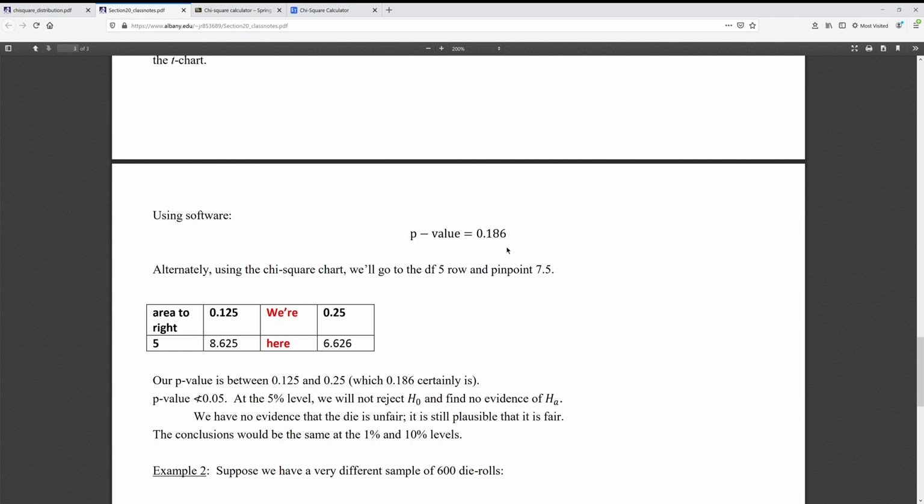So yeah, if you can explicitly compute that 0.19 or 0.186, then obviously it's not less than 0.05, so you're not going to reject H0, and you're going to find no evidence of HA. The conclusion would be the same at the 1 and 10% levels. I mean, it's more than 12.5%. It is, in fact, 19%. It's not less than 1% or 10%. A sample of 600 rolls coming up this out of alignment with 100 each is just not that suspicious, so it's still plausible that it's a fair die.